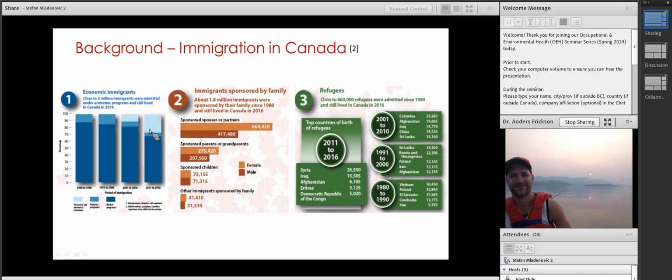These are prioritization areas, trying to get immigrants to migrate into more rural areas or smaller towns in Canada, as you'll see in the next few slides, since typically a lot of new immigrants prefer the bigger cities. Those immigrants that are sponsored by families are predominantly spouses or partners, followed by parents and grandparents. And then the refugee counts show the different countries by period.